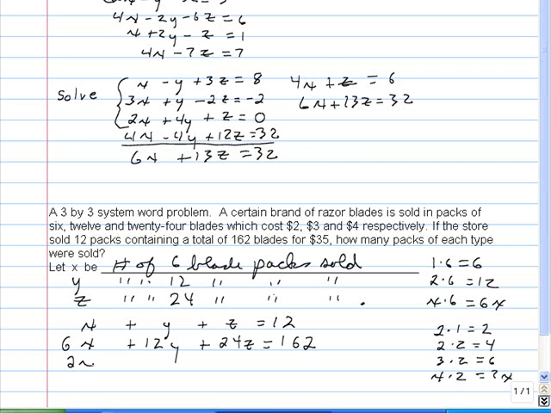So the number of dollars made selling 6-packs plus the number of dollars made selling 12 packs plus the number of dollars made selling 24 packs is equal to the total number of dollars made, and that gives me my system of 3 equations and 3 unknowns, which we now would solve to get the solution to the problem.